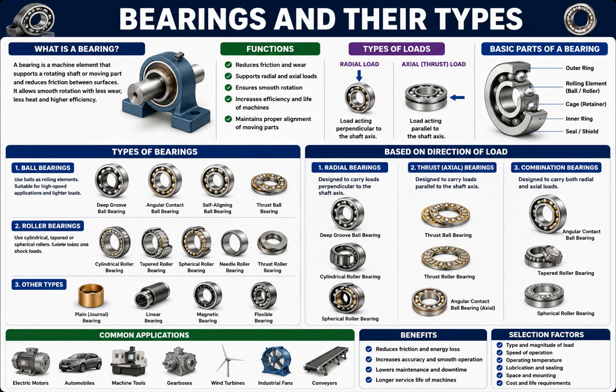Now look at the right side. Bearings are also classified based on the load direction. Radial bearings handle perpendicular loads. Thrust or axial bearings handle axial loads. Combination bearings handle both.